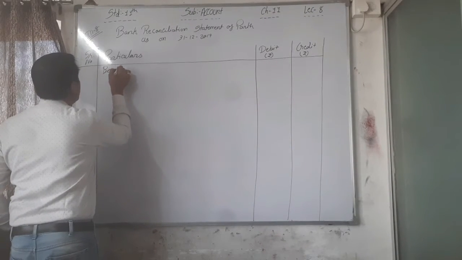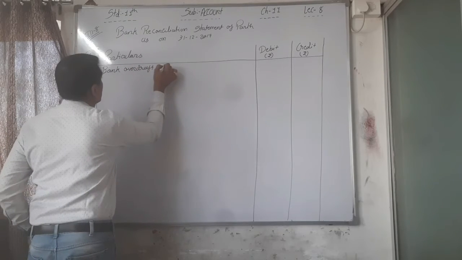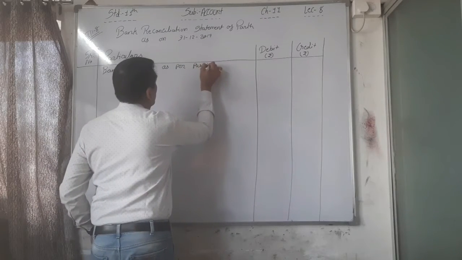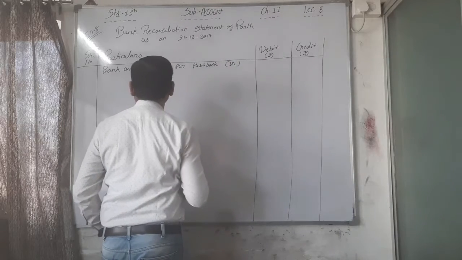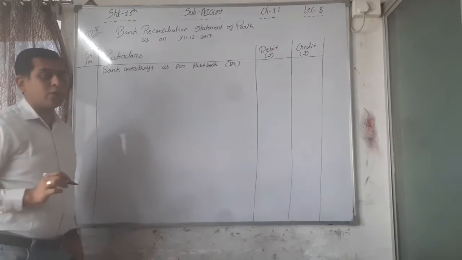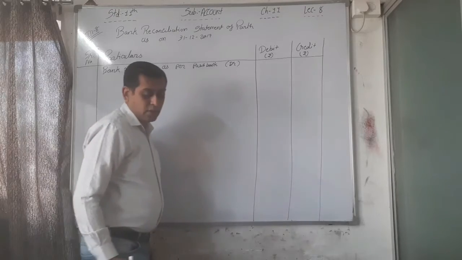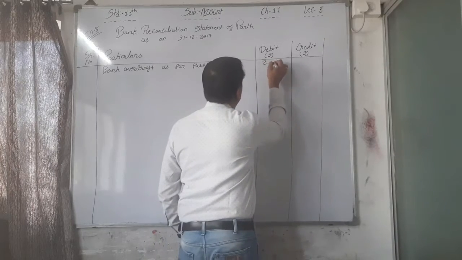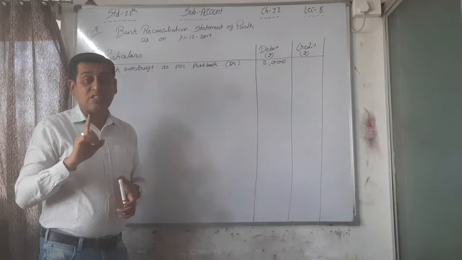Bank overdraft as per passbook, that is debit. Bank OD as per passbook is a debit balance. Bank balance as per passbook is a credit balance. And the amount is 2000. So write down on the debit side 2000 rupees. First of all, this is the starting point.